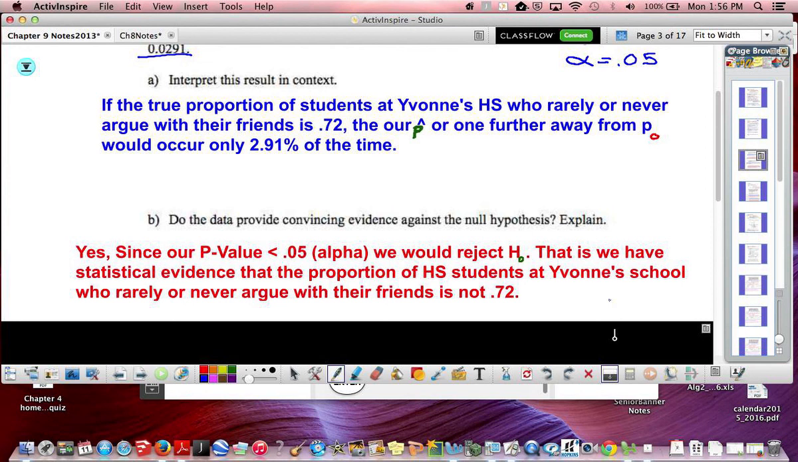We assume that the population or the national average is 0.72. She's saying, I wonder if my school is just like the national average. And we have statistical evidence that it's not. I would look back at my sample and ask what it gave me, but I still would only say it's not, since my alternative was not equal to. It could be greater than or less than. My sample results might suggest less than or higher than, but I still don't know for sure.